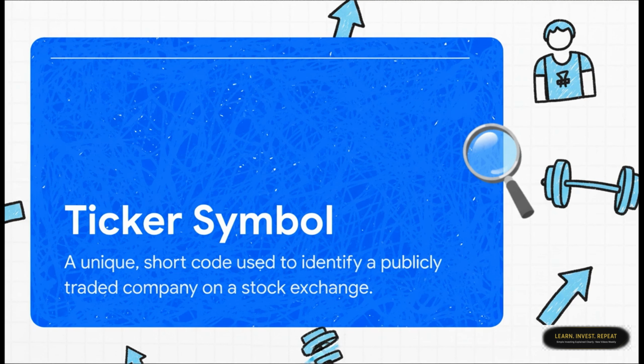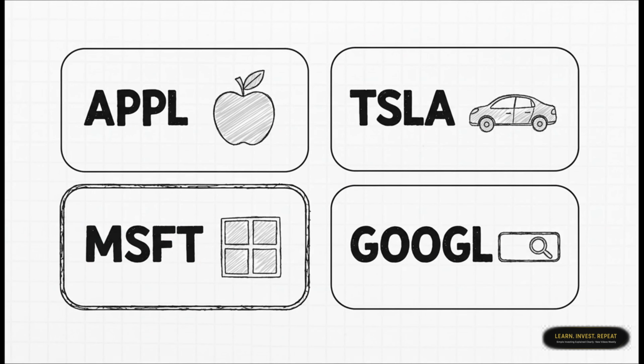I mean, instead of typing out Apple Incorporated every single time, traders and investors just use this short, unique identifier. It's a really elegant system built for a world that moves a mile a minute. And as you can see, the logic is usually pretty straightforward. You've got AAPL for Apple, TSLA for Tesla, MSFT for Microsoft. They're designed to be easy to remember.